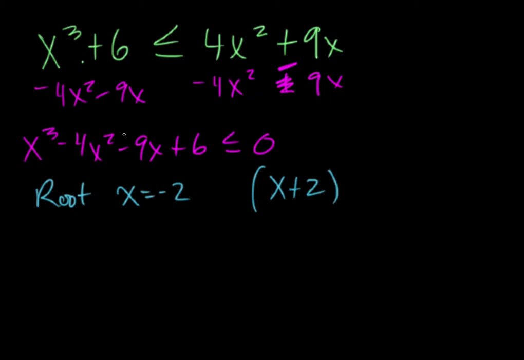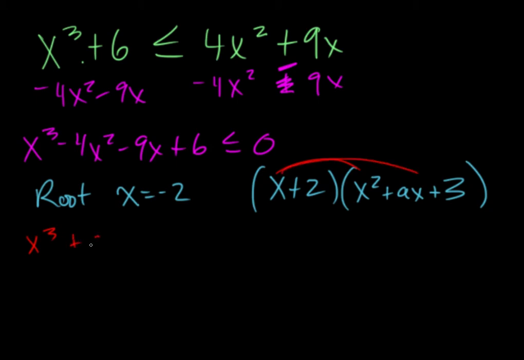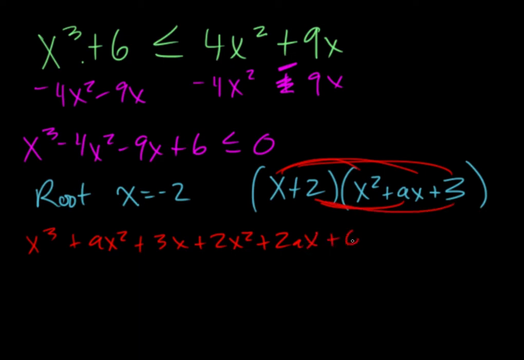And then if we're trying to make this, we know that we have to multiply the x by x squared. And we know that this 2 would have to be multiplied by a 3 to make this 6. And then there's some term in the middle that we don't know. So we'll just do it that way. Okay, if we multiply this out, we're going to get x cubed plus ax squared plus 3x plus 2x squared plus 2ax plus 6.